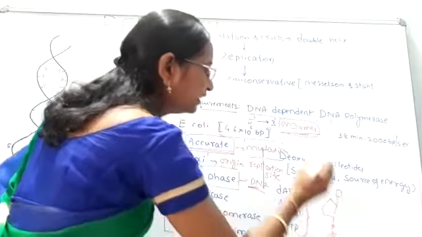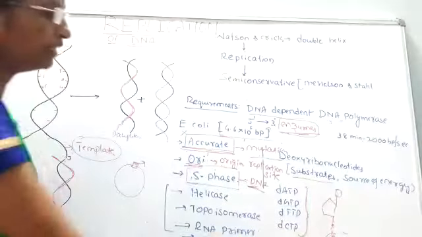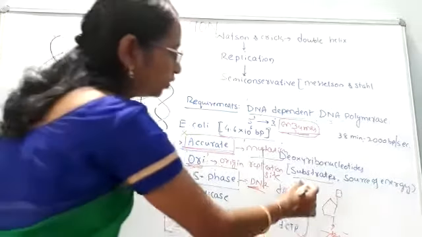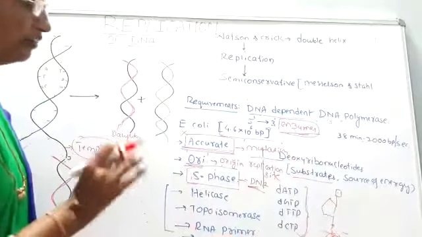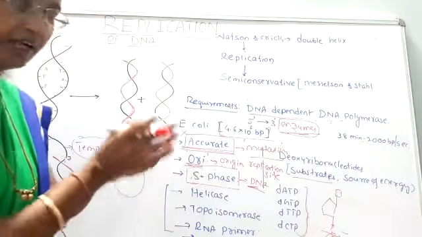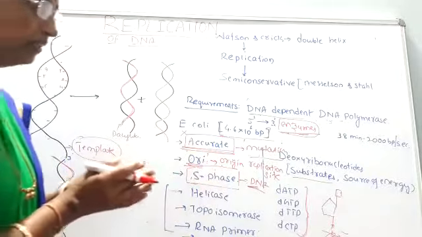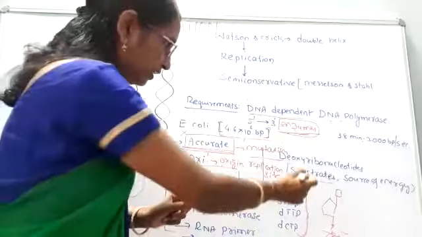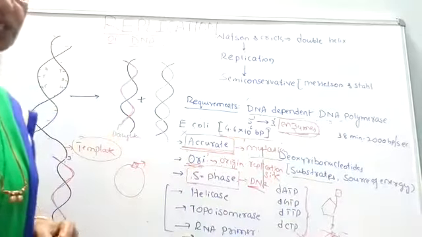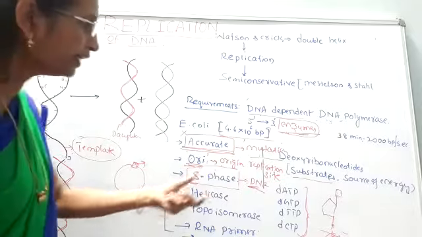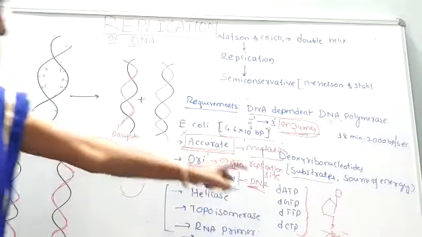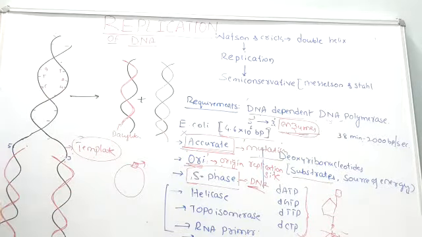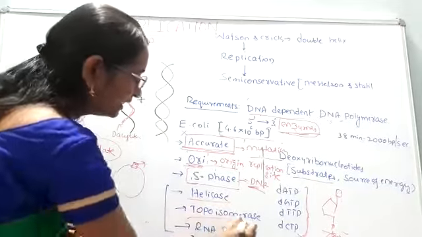So here the phosphate is essential for the breaking. When the phosphate bond here is broken, the energy is released. So a source of energy is required for the replication of the DNA, because the hydrogen bonds have to break. For all that, the energy is essential, and that energy is provided by these deoxyribonucleoside triphosphates.